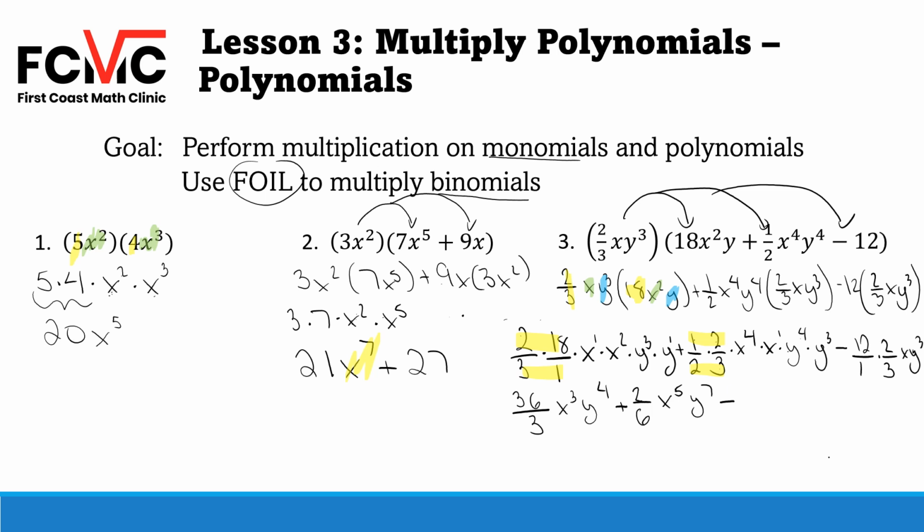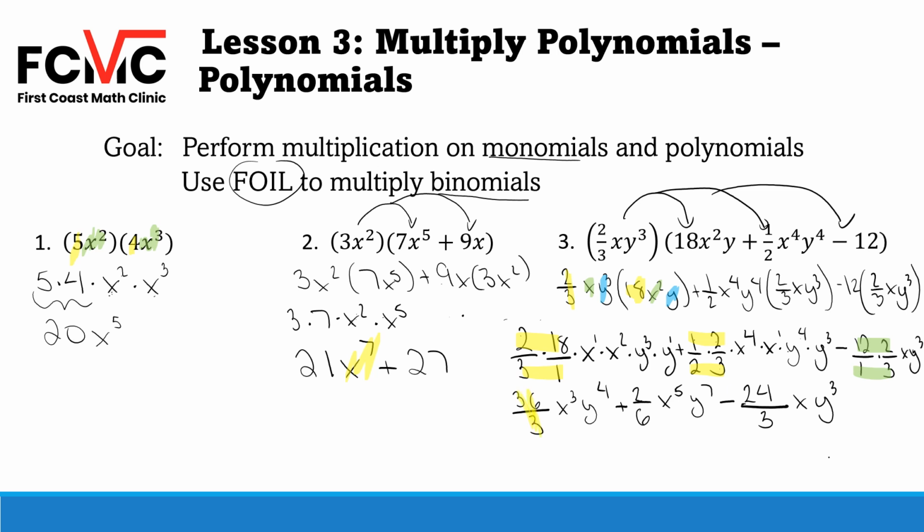Minus, now again, multiply straight across. 12 times 2, 1 times 3. So I'll get 24 over 3 x y to the third. Now we can simplify our fractions.